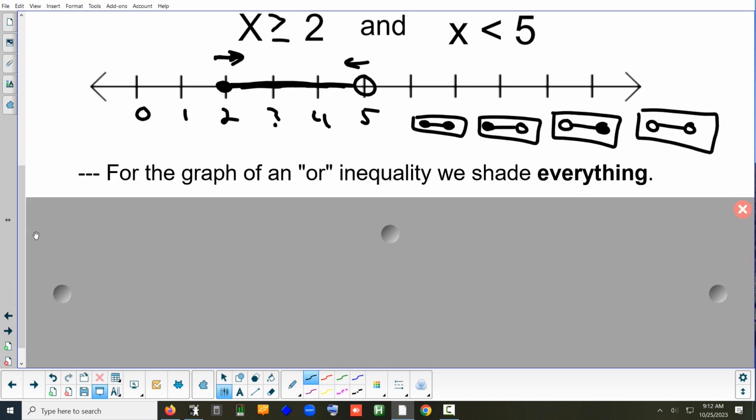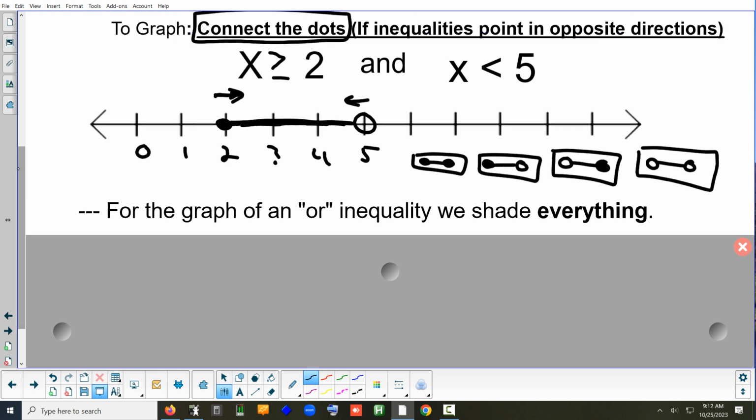Okay, so an and has the look where it's between the circles. An or is the opposite of it. Okay, if and is everything between, or is like everything outside. Okay, that's what an or looks like. So with an or, we're not shading the overlap. We're shading everything that's outside the circles. Okay, so on your guided notes, it says for the graph of an or, we shade everything, you could even add if you want, outside the circle. So it's not in between them, it's outside.